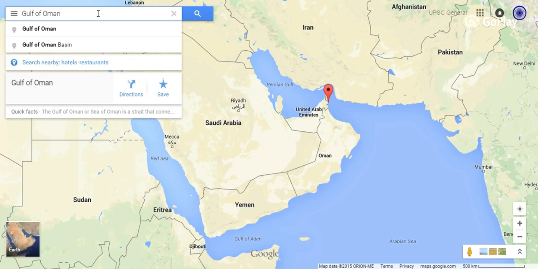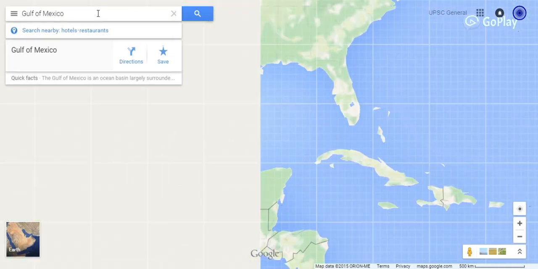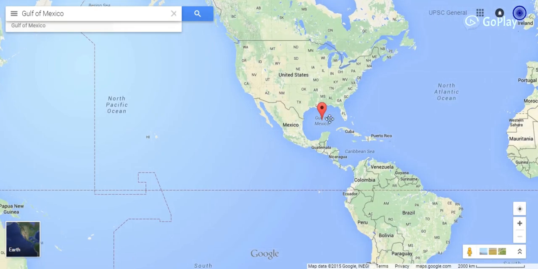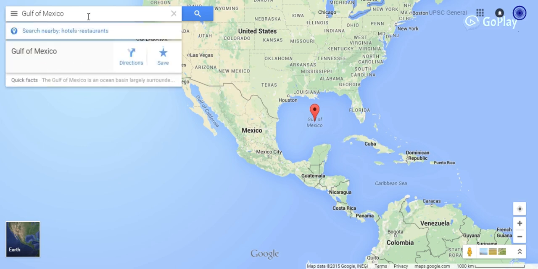Next, let's look at the Gulf of Mexico. It is between the US and Mexico. On the eastern side, as well as the north and northwestern side, it is surrounded by the United States, and on the southern side it is surrounded by Mexico. On the southeastern side it is nearer to Cuba. So this is the Gulf of Mexico.